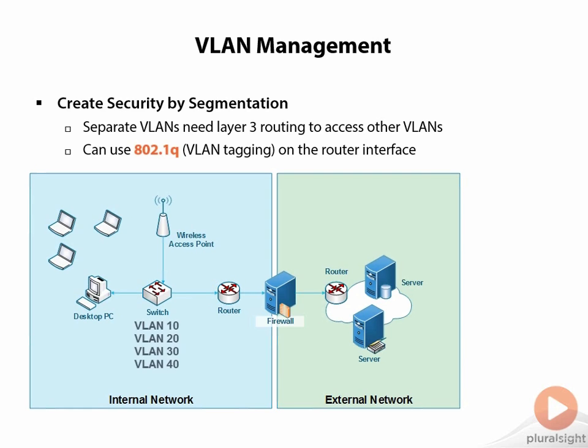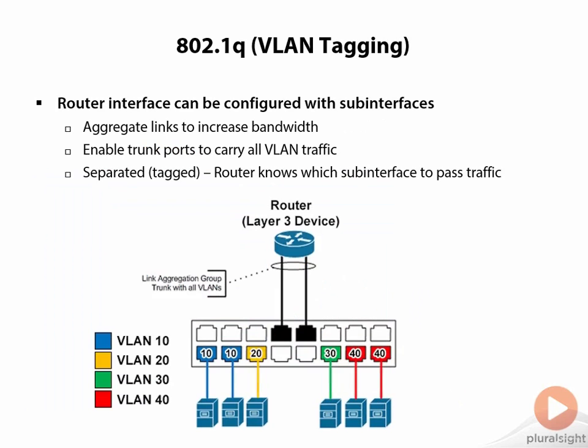We could have 3 or 4 VLANs on that switch. We could have one physical interface on the router, but we can then create what's called sub-interfaces. That's where the 802.1Q comes into play. We can set up 3 or 4 or however many sub-interfaces that we need on that router, so that way it knows VLAN traffic coming in on VLAN 10, go out sub-interface 10. Traffic coming in on VLAN 20, go out sub-interface 20.